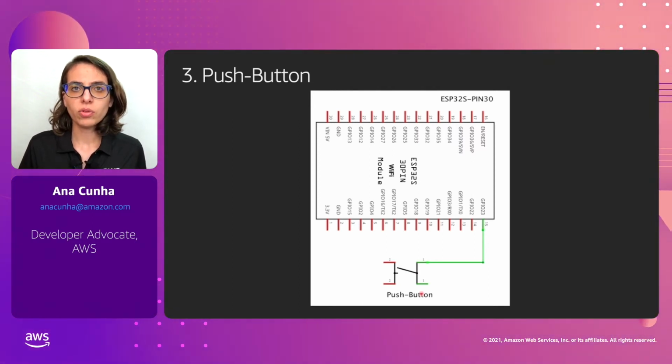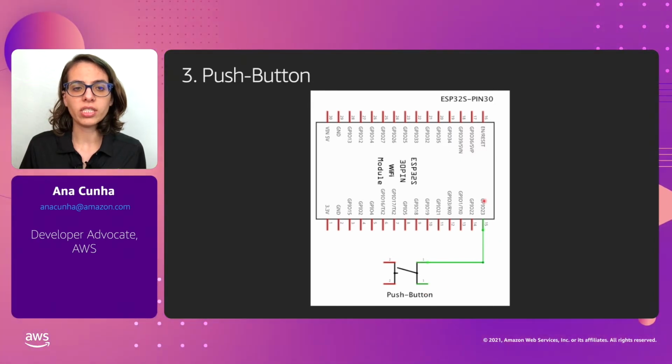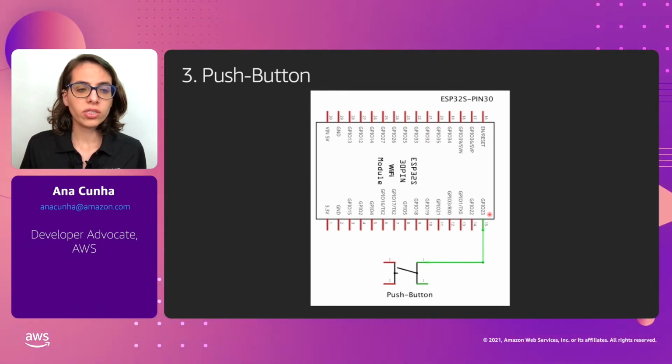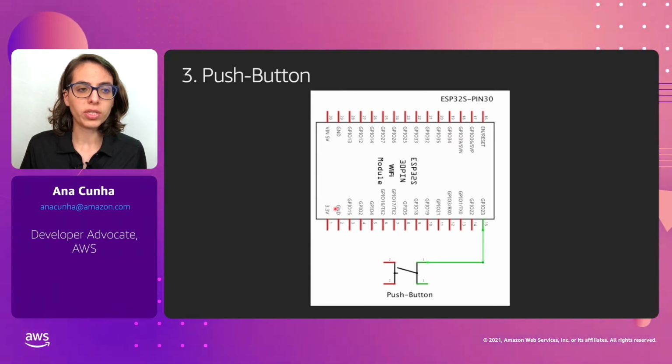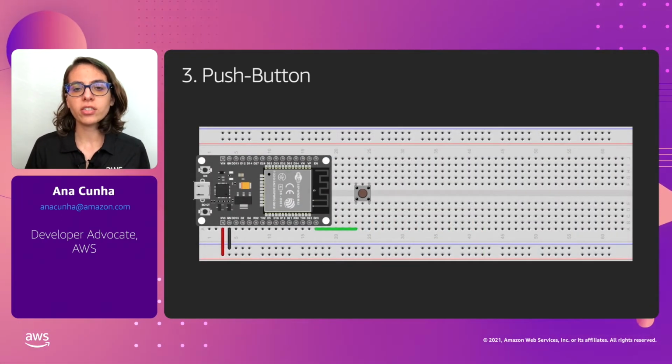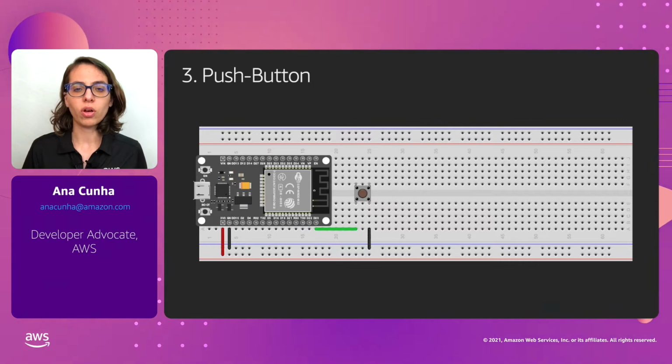So right now, our push button is connected to pin 23 on the ESP32. And we want to be able to send a low voltage to pin 23 whenever we press the button. One way to do this is by connecting the other side of the push button to the ground pin on the ESP32. So let's do that. We're going to connect the push button to ground on the breadboard.